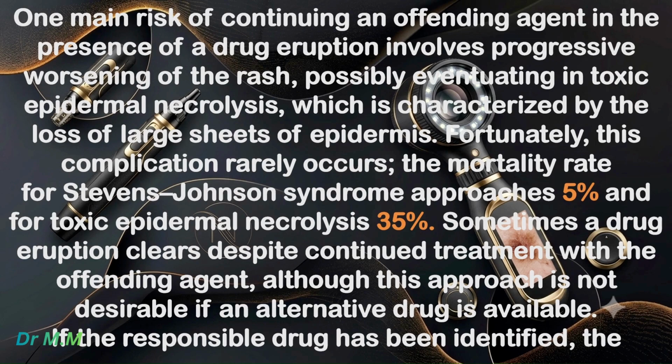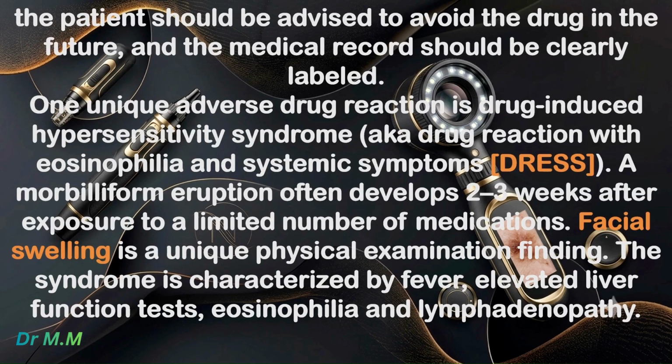One main risk of continuing an offending agent in the presence of a drug eruption involves progressive worsening of the rash, possibly eventuating in toxic epidermal necrolysis, which is characterized by the loss of large sheets of epidermis. Fortunately, this complication rarely occurs. The mortality rate for Stevens-Johnson syndrome approaches 5% and for toxic epidermal necrolysis 35%. Sometimes a drug eruption clears despite continued treatment with the offending agent, although this approach is not desirable if an alternative drug is available. If the responsible drug has been identified, the patient should be advised to avoid the drug in the future, and the medical record should be clearly labeled.